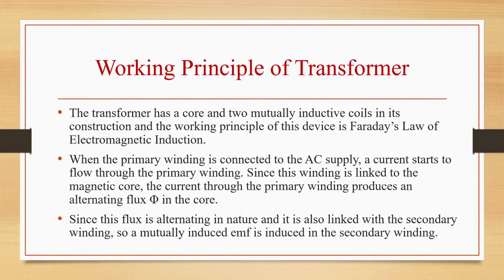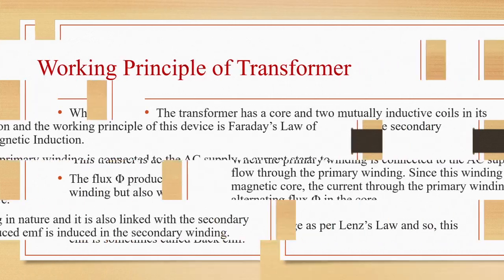Let us see the working principle of a transformer. Transformer has a core and 2 mutually inductive coils in its construction, and working principle of the transformer is Faraday's law of electromagnetic induction. So whenever a primary is connected to the AC supply, current starts to flow through the primary winding. Since this winding is linked to the magnetic core, current through the primary winding will produce an alternating flux in the core, and the flux is alternating in nature, and it is linked with the secondary winding also. So mutually induced EMF will be induced in the secondary winding.